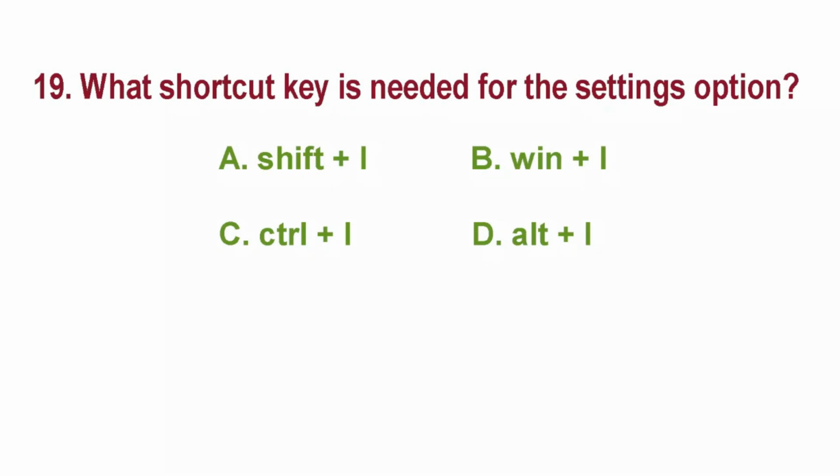What shortcut key is needed for the settings option? A. Shift plus I. B. Windows plus I. C. Control plus I. D. Alternate plus I. Answer. B. Windows plus I.